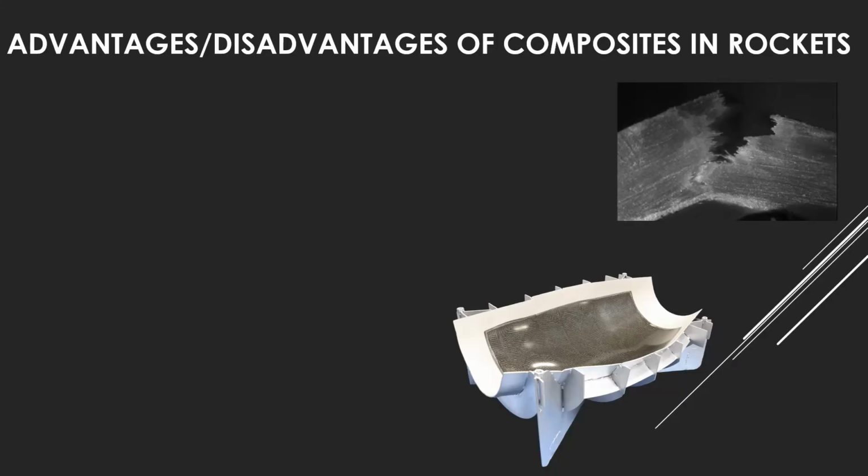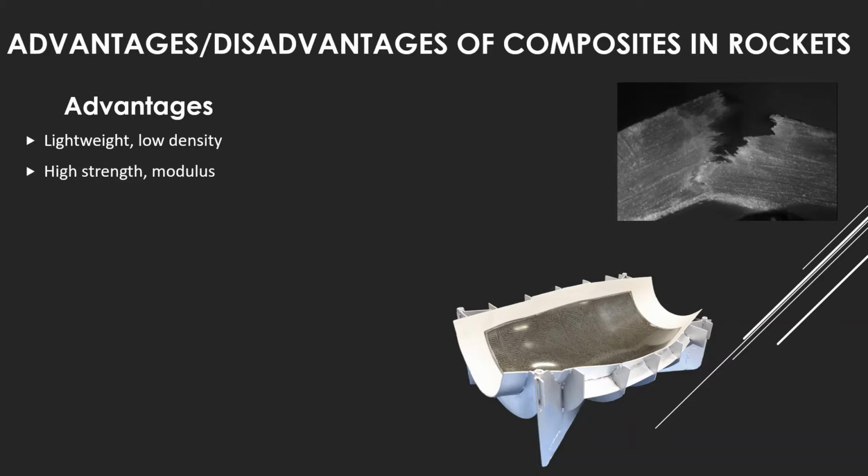And here are some pros and cons of composites in rockets. They are lightweight, which reduces the fuel required for the same amount of thrust and specific impulse, and therefore increases the thrust to weight ratio. Their high strength and modulus also satisfies the performance requirements demands.